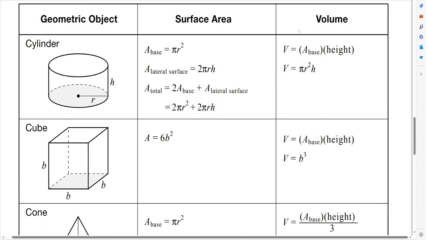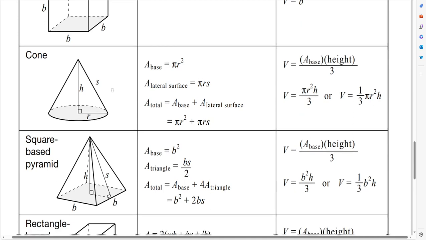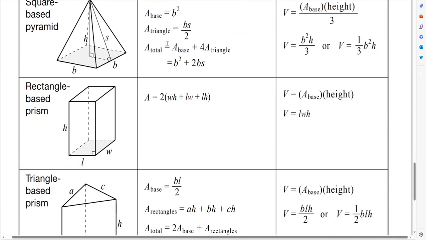volume formulas. Now with these ones, what you're going to want to be careful of is for the surface area and the volume, they tend to have the general formulas first, or kind of how the formula is being determined first, and then the actual formula at the end. So for example, let's scroll down to our rectangular base prism. So we don't really see anything here. We just have our formula. A equals 2 times width times height plus length times width plus length times height.